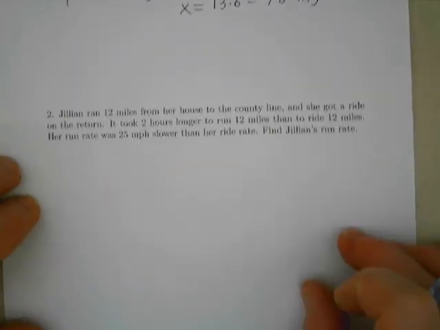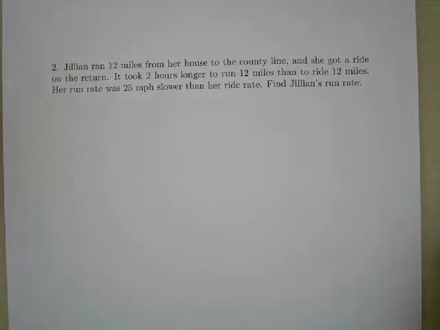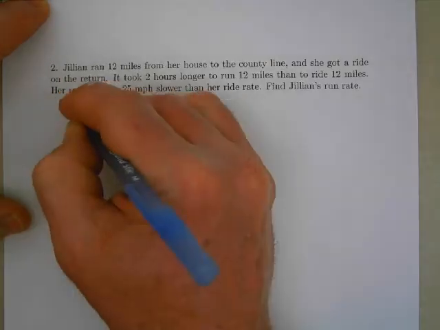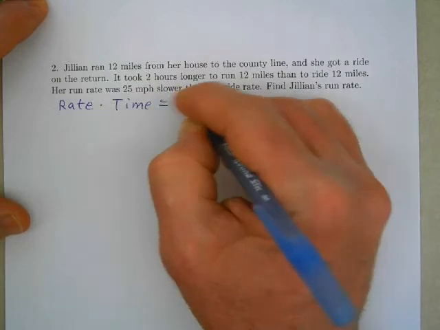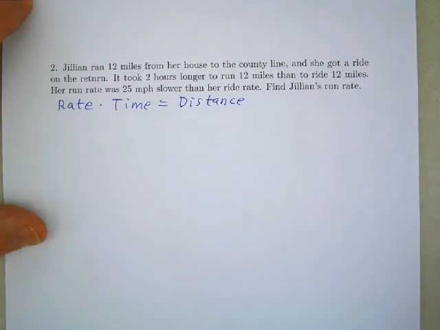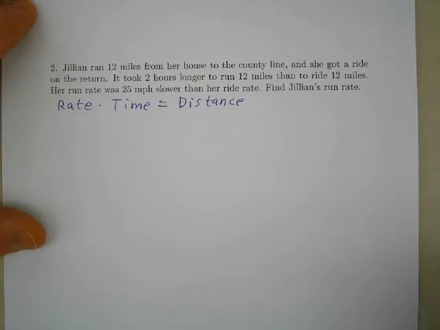In problem number 2, Gillian ran 12 miles from her house to the county line, and she got a ride on the return. It took 2 hours longer to run 12 miles than to ride 12 miles. Her run rate was 25 miles per hour slower than her ride rate. Find Gillian's run rate. Equations in this problem will have the form rate times time equals distance. There are two scenarios described. One scenario is Gillian running 12 miles, and the other scenario is Gillian riding 12 miles.